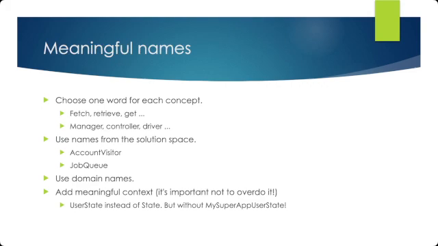It means that you use something like user state, but not just state, but also without "my super duper app user state very famous blah blah blah." That's too much. Keep names clear, focused, and just detailed enough to avoid confusion.